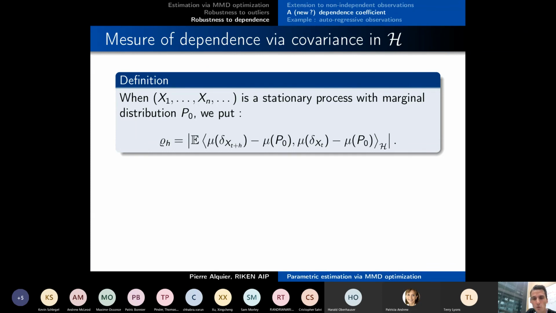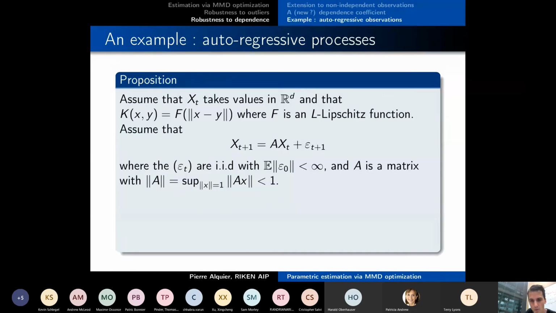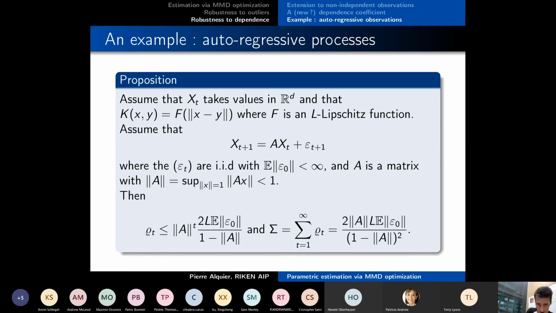And at least we wanted to compare this coefficient to the usual ones, just to see what it gives. So we first started with an example. If the xt's are not i.i.d, but they are autoregressive in R^d, so xt plus 1 is A times xt plus some noise, and A is some matrix. Actually, in this case, you really need minimal assumptions to prove that the covariances in the Hilbert space, when you use the Gaussian kernel, are small.